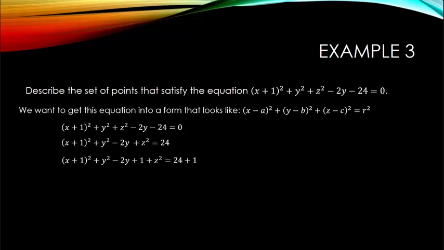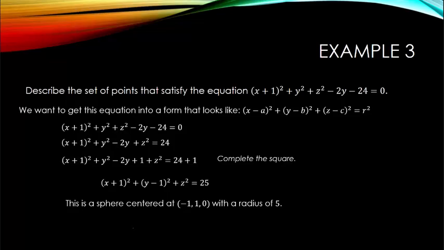I'll take my equation and add 24 to both sides. Then I'm going to need to complete the square on the y squared minus 2y portion. I add 1 to the left side so that it looks like (x plus 1) squared plus y squared minus 2y plus 1 plus z squared, but I have to add 1 to the right side as well, so this is equal to 24 plus 1. This gives me (x plus 1) squared plus (y minus 1) squared plus z squared on the left is equal to 25 on the right. This gives me a sphere centered at the point (-1, 1, 0) with a radius of 5.